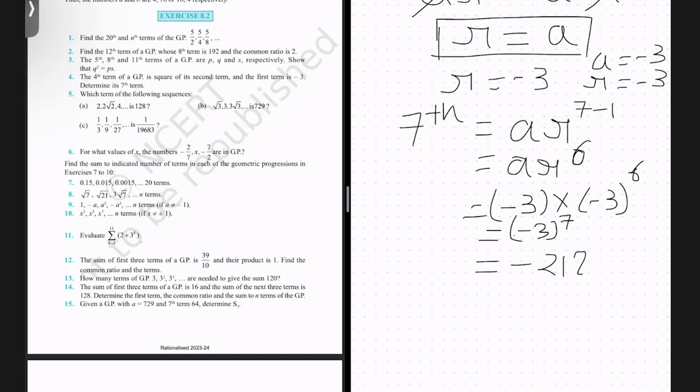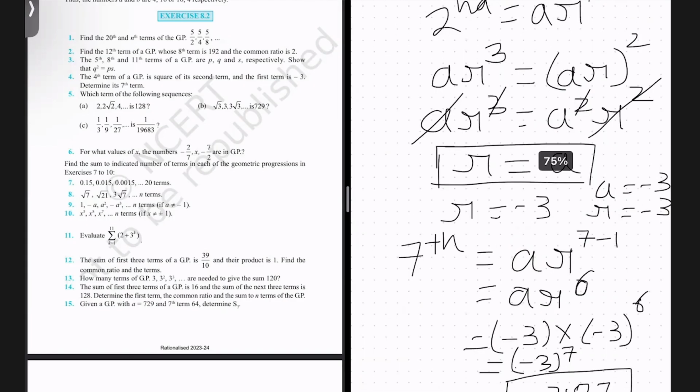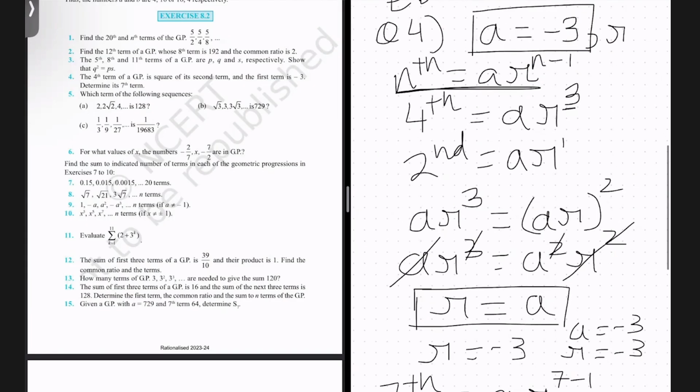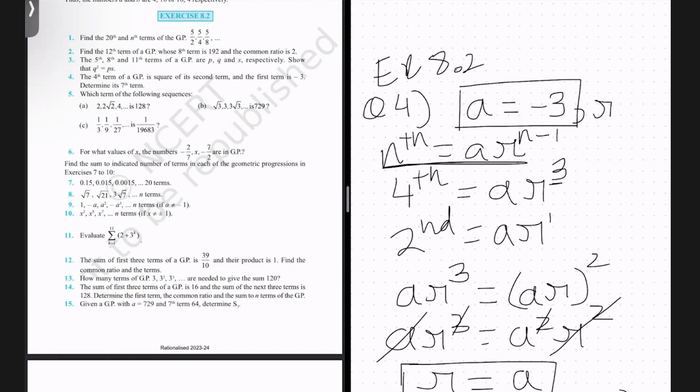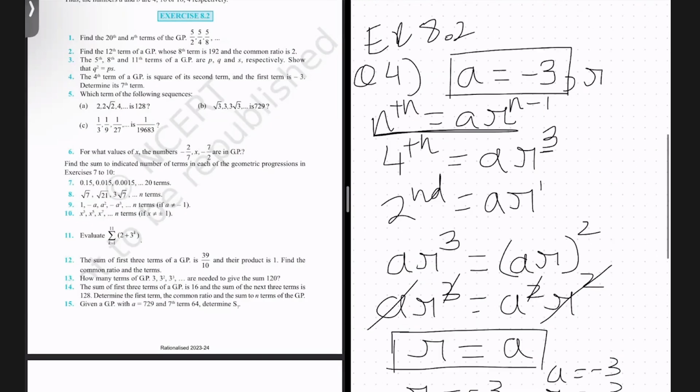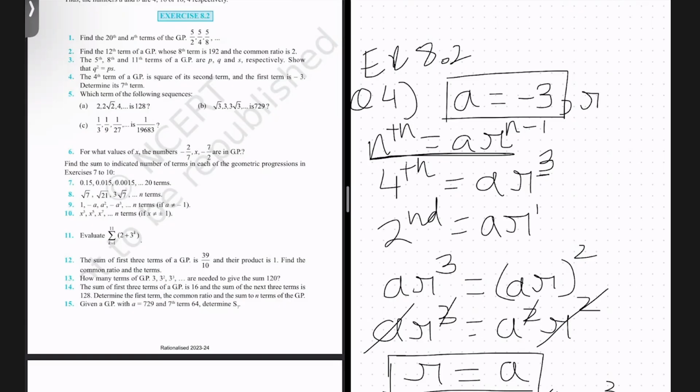Minus 2187. And that is going to be your answer. Minus 2187 is the seventh term of the GP whose first term is minus 3, and the common ratio when you find out is also going to be minus 3. Correct? And that was the fourth question for you all.